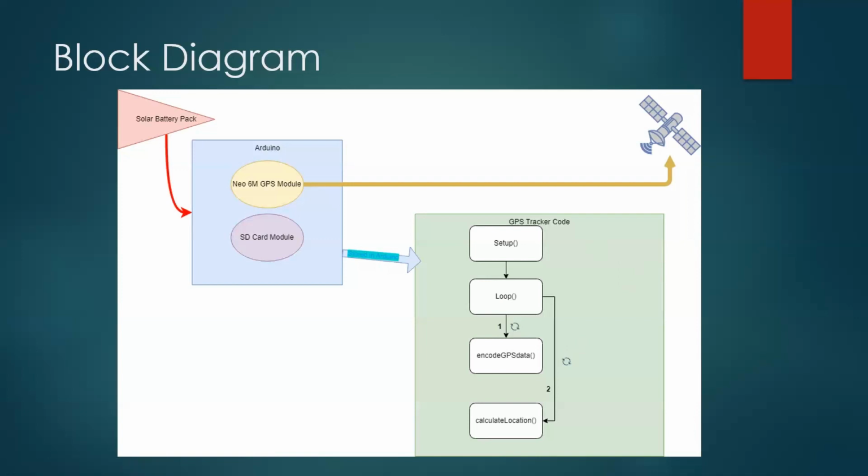So we used setup to set up all the code necessary for the modules to work. Then we have the loop function, which will call the encode GPS data, which we'll talk more about later. And the loop function will also call the calculate location. Since it is in the loop, it will keep going approximately every 4 seconds. It will get those coordinates depending on where the device is located.